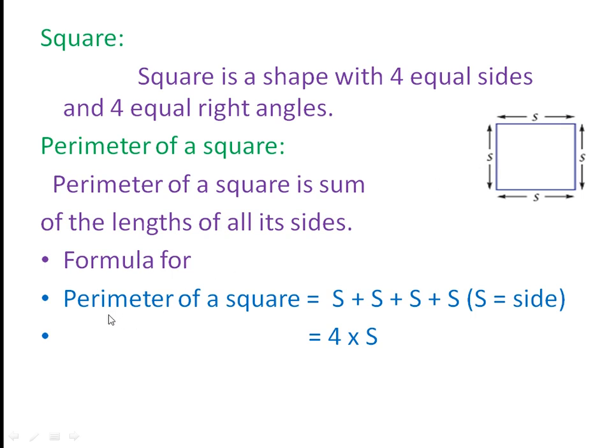Now see, the formula for the perimeter of a square. S means side. Side plus side plus side plus side. Now, what is the formula for the perimeter of the square? It is 4 multiplied with side. Why do we write like this?